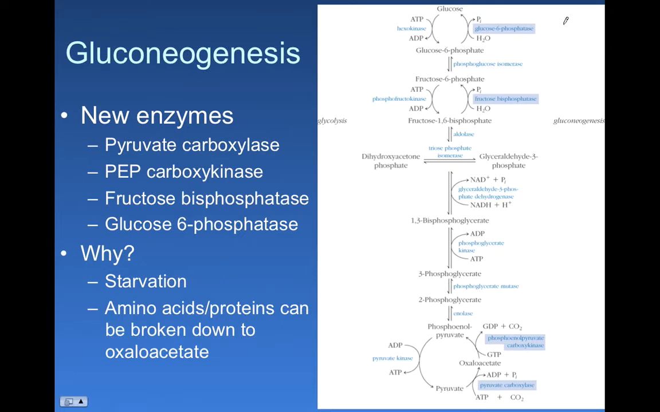So to make one glucose, it's going to cost us an ATP here. It's going to cost us an ATP here. And it's going to cost us 2 ATPs here. So our total waste of ATP as we convert 2 pyruvates to 1 glucose is 4.